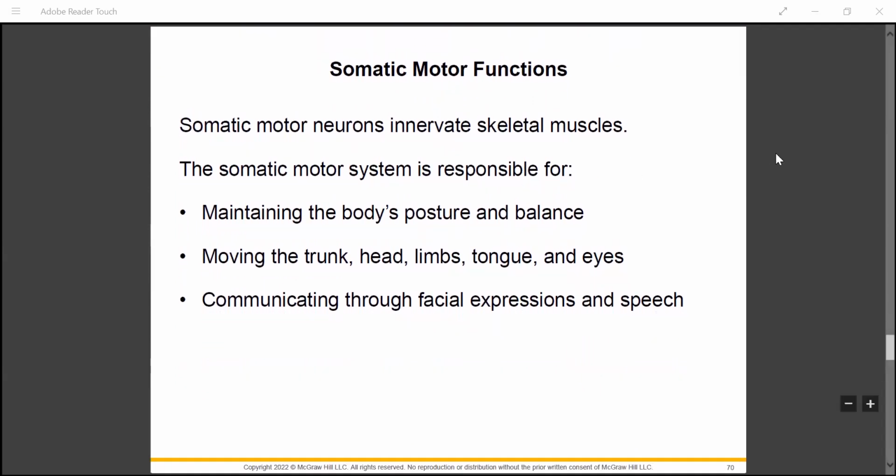So here's another reminder that our somatic motor system is what's going to innervate our skeletal muscles. This is going to help us maintain posture and balance, even when we're not thinking about actively doing a movement. We always have some sort of muscle tone that is maintained. Of course, it helps us move our trunk, head, limbs, tongue, eyes, pretty much everything that's voluntary. And then remember, communication is an important function of our motor system and muscles, because our facial muscles, expression, and speech are what allow us to do that.